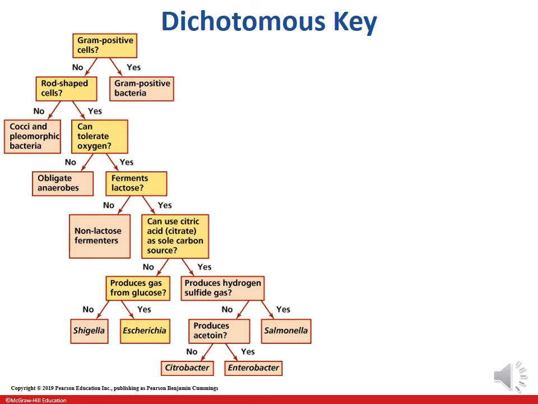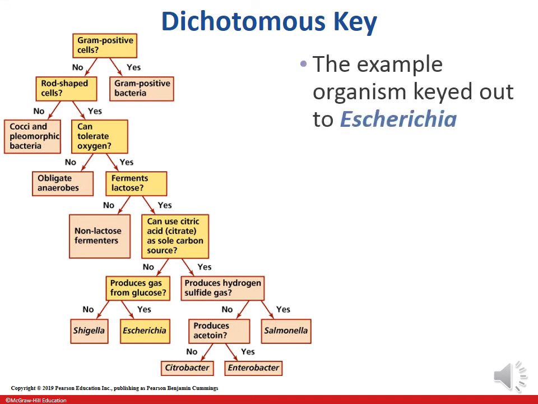This is basically what we did. We followed this little path. So sometimes you're actually going to see dichotomous keys laid out like this as a flow chart as opposed to a series of questions. It's really the same information. It's the same way that we got to the right answer, right? So in this case, again, we have mapped this out or keyed this out to Escherichia.